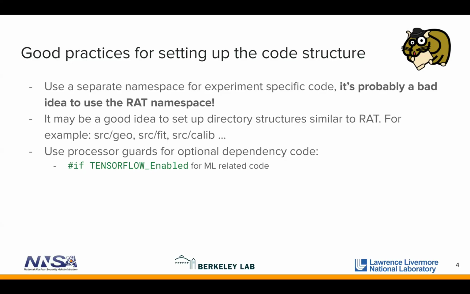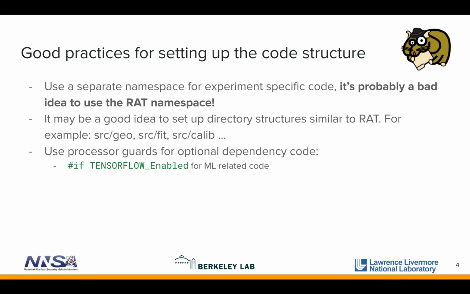It might be a good idea to set up a directory structure very similar to rat under your source code. So in rat we have source, and then under source there's code for different types of things that are working in rat. Like there's the geometry stuff, there's the fit stuff, there's calibration stuff. You might want to do the same thing in your private experiment, especially as the code base starts to grow.